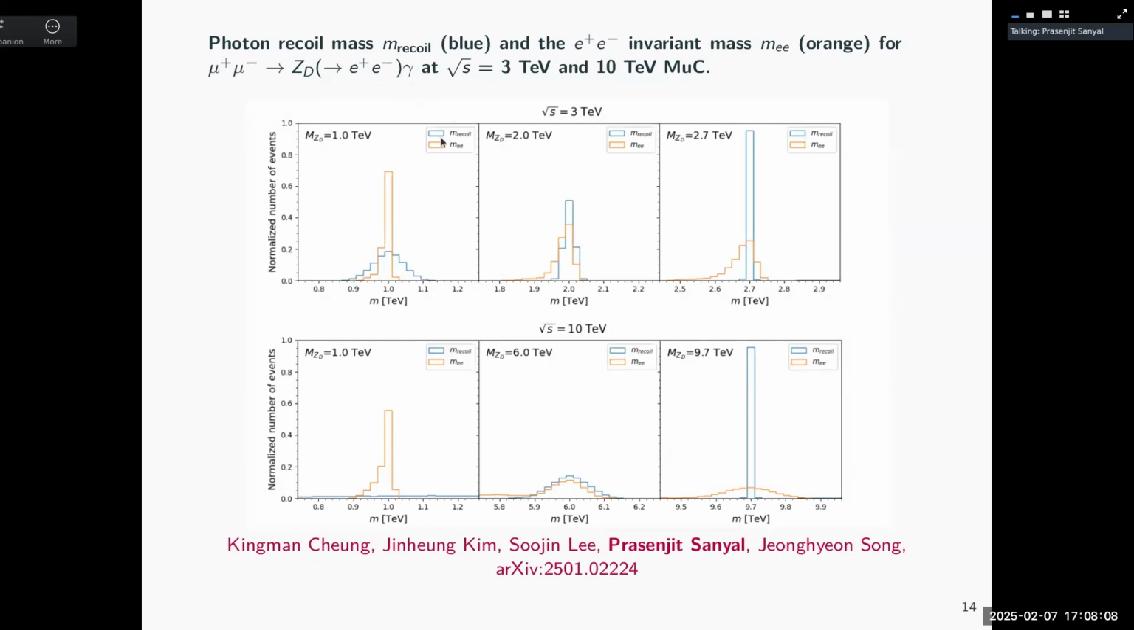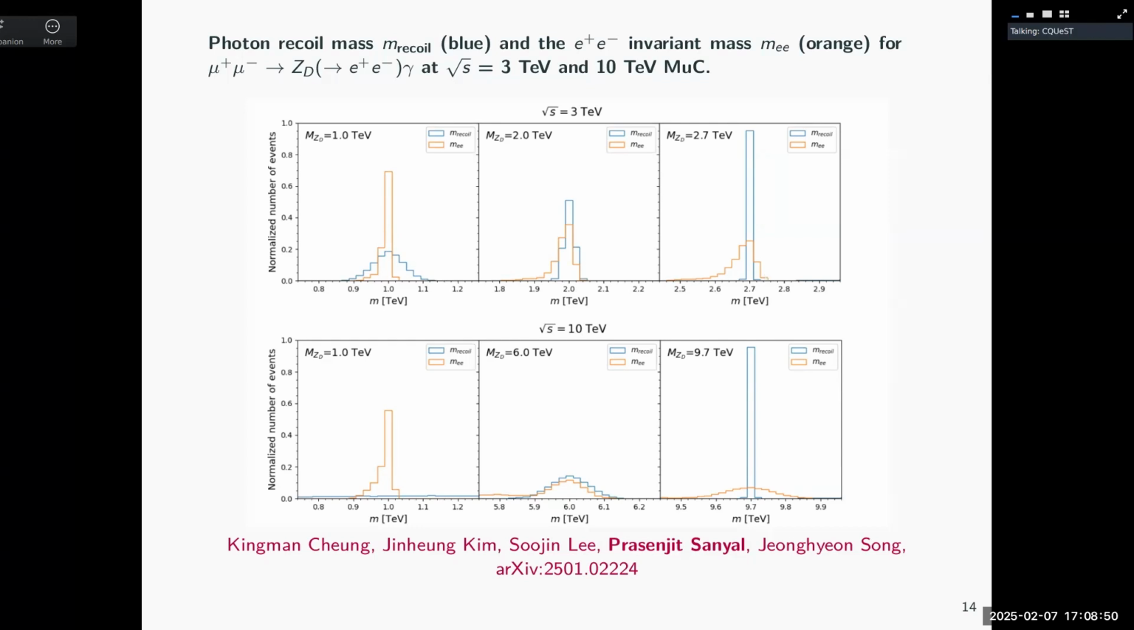The photon recoil distribution is shown in the blue distribution, and the electron-positron invariant mass distribution is shown through this orange distribution. As you can see, when the dark Z mass approaches the center of mass energy of the muon collider, the recoil mass distribution becomes very sharp, whereas the opposite thing happens for the invariant mass of the electron-positron. Is there any question till now?